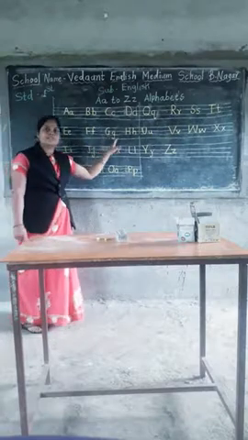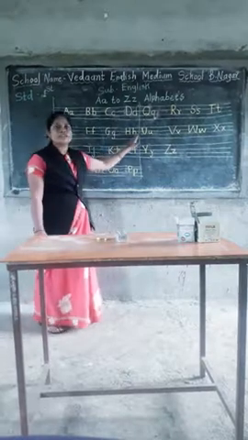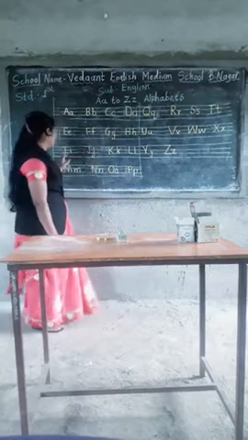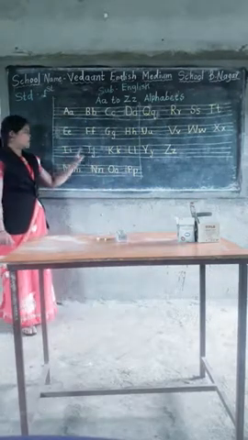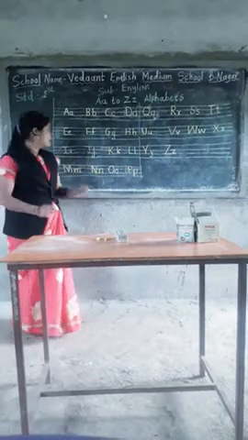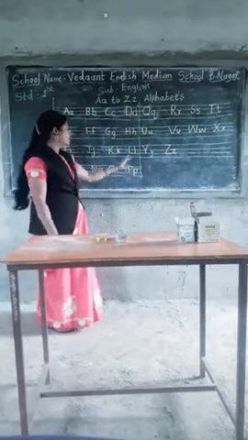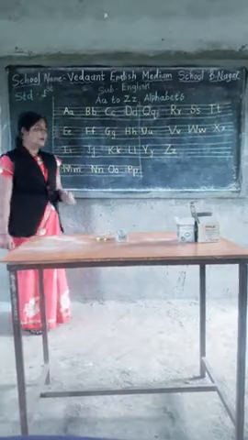Capital G, small g, says g. Capital H, small h, says h. Capital I, small i, says e. Capital J, small j, says z. Capital K, small k, says k. Capital L, small l, says l.